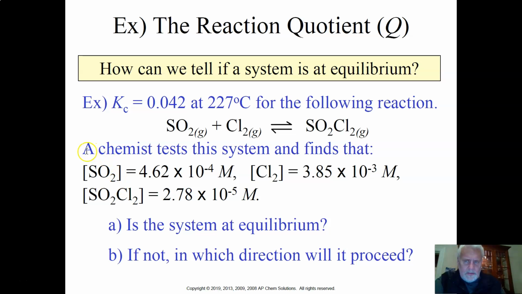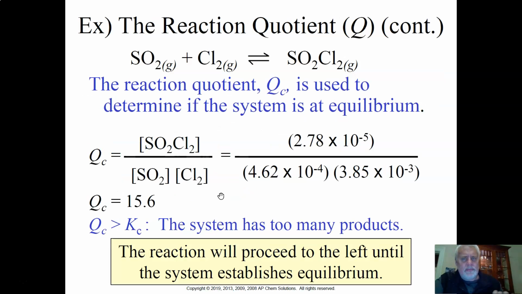So at any rate, a chemist tests this system and finds that we have these concentrations. And so this is kind of working this in reverse. Instead of plugging them in and solving for Kc, you're going to answer the question, is the system at equilibrium? If not, in which direction will it proceed? So the way to do this is to use not Kc, but Qc. And remember, that's at a moment where it might be equilibrium, might not. Most of the time, not so much.